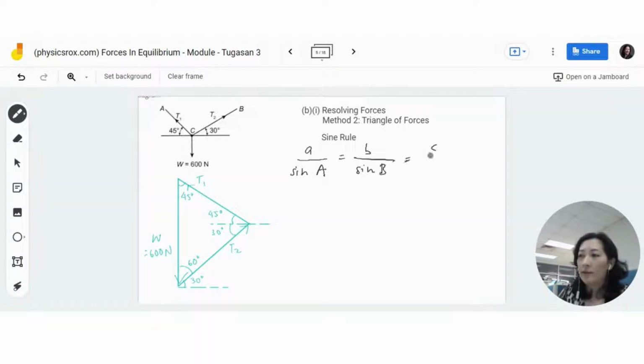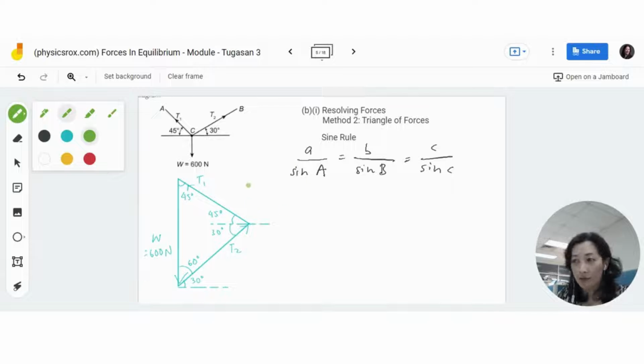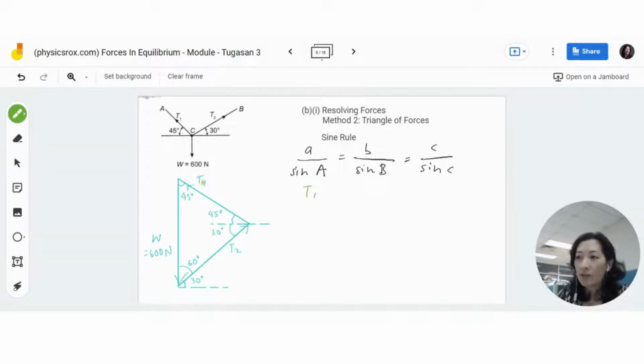So this is the rule for all three sides. If we were to substitute it, and if you'd like to know how to use it, it's not difficult. So let's say T1: the opposite angle, not where T1 is, right? Opposite is 60, the internal angle, so that's sine 60. T2, opposite is 45. And W, the sum of these two is 75, right?